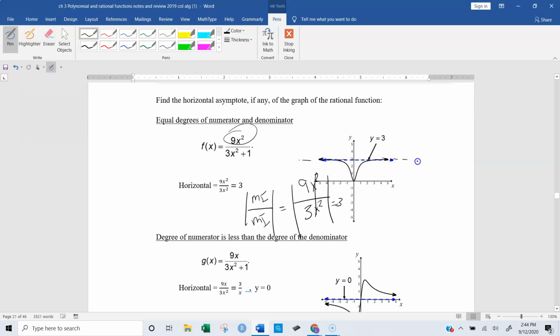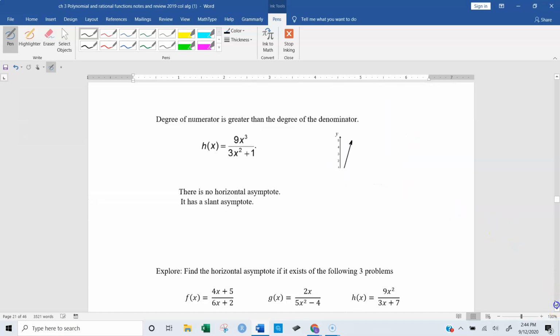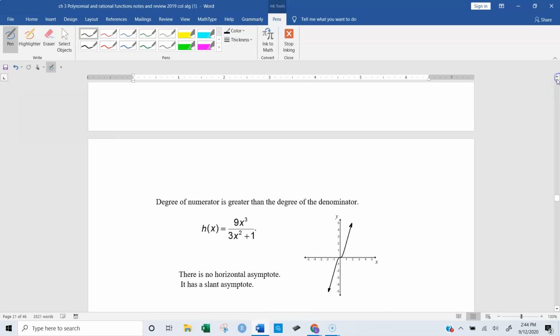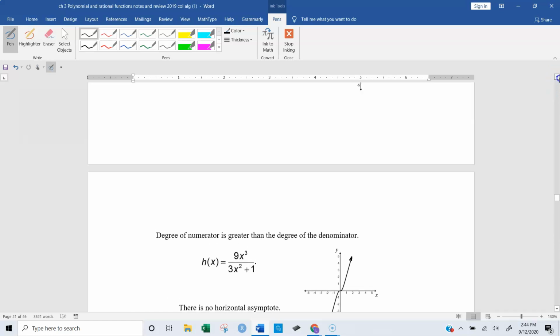When it approaches, we don't know where. I drew it in for you just so you had an idea. It actually starts at 3, goes down to 0, and comes back up. It's really quite a cool graph. But the asymptote is still 3. Now, let's look at yours. That's when they were equal.